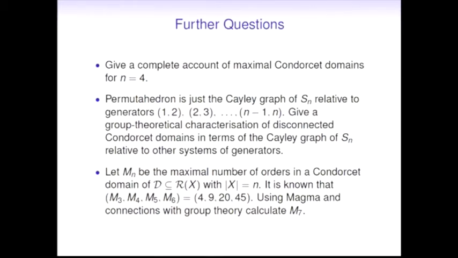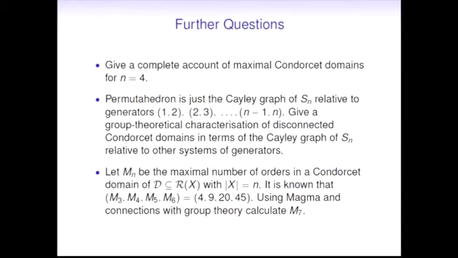Another interesting, very competitive question: let's take Mn to be the maximal number of orders in a Condorcet domain with n alternatives. What's known? Most effort went into this, and four values are known. For three alternatives, the maximal number is four. For four, it is nine. For five, it is 20, and I showed you that lattice. Fishburn did an enormous amount of work and proved that for six, the maximal number is 45. Actually, Monjardet had this example, and Fishburn managed to prove that it's maximal.